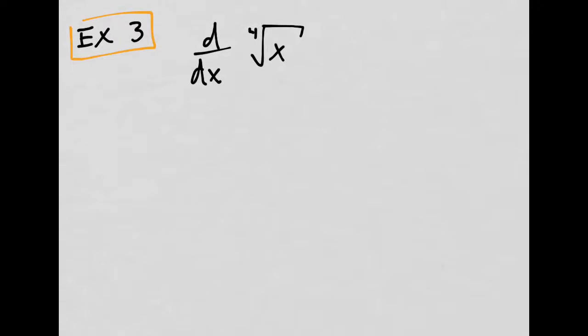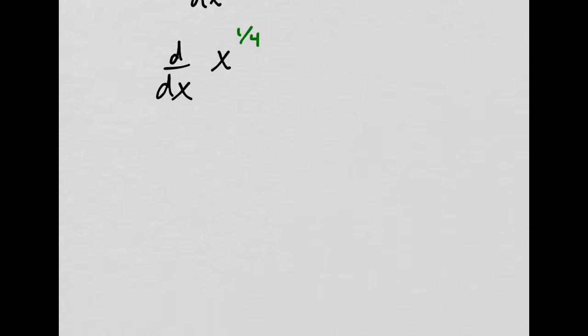Let's take a look. So example 3, what's the derivative of the fourth root of x? We can change it to an exponent, though. That's the same thing as x to the 1/4. And then I can take this and move it down in front and then subtract 1. So here we go.